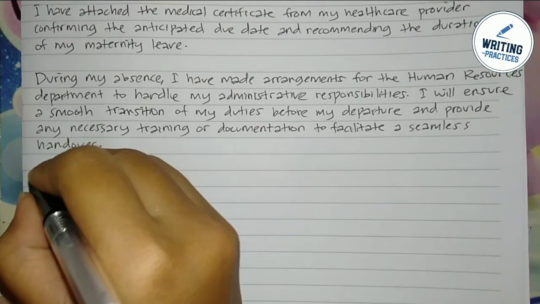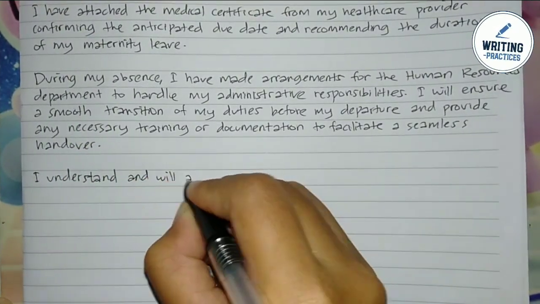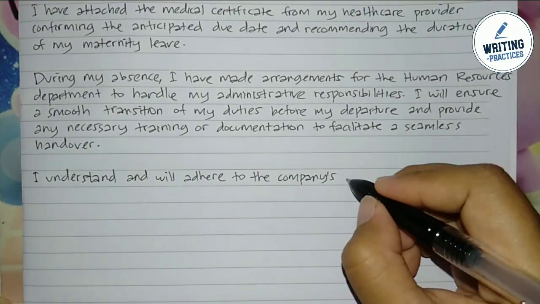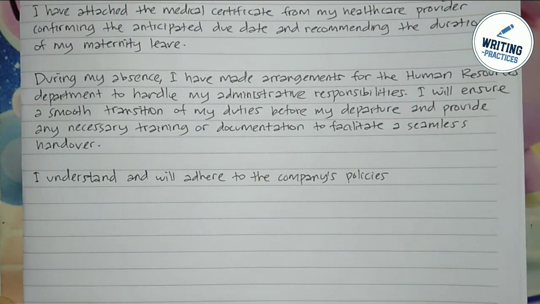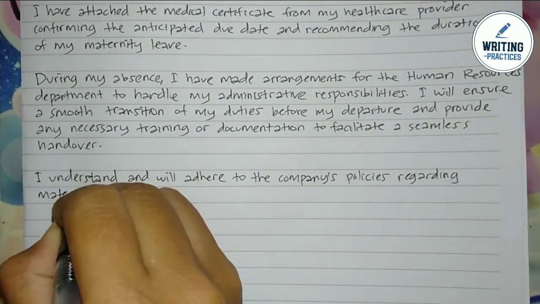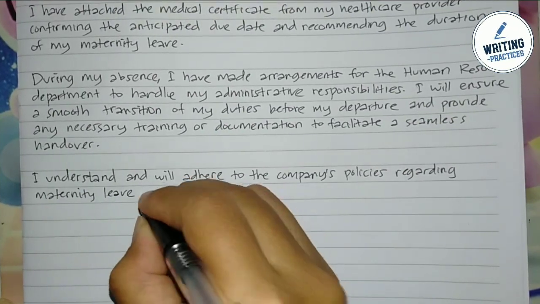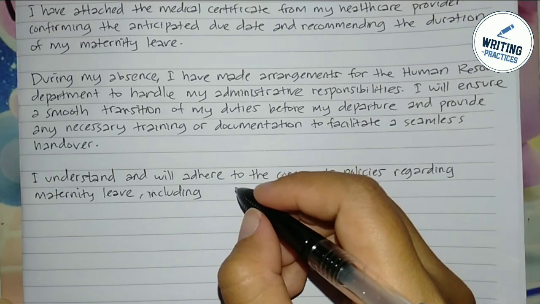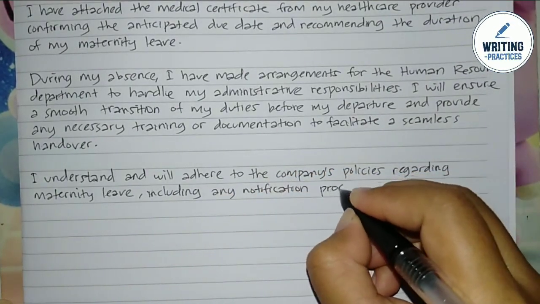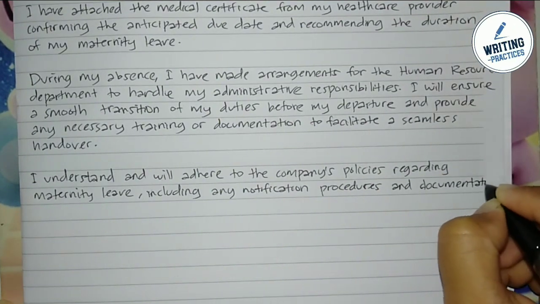In the fourth paragraph, you can talk about adherence to policies. Sure, you need to show that you acknowledge awareness of, and commitment to adhering to company policies regarding maternity leave. They include notification procedures and documentation requirements. If you don't know what to write, you may simply copy this. "I understand and will adhere to the company's policies regarding maternity leave, including any notification procedures and documentation requirements."